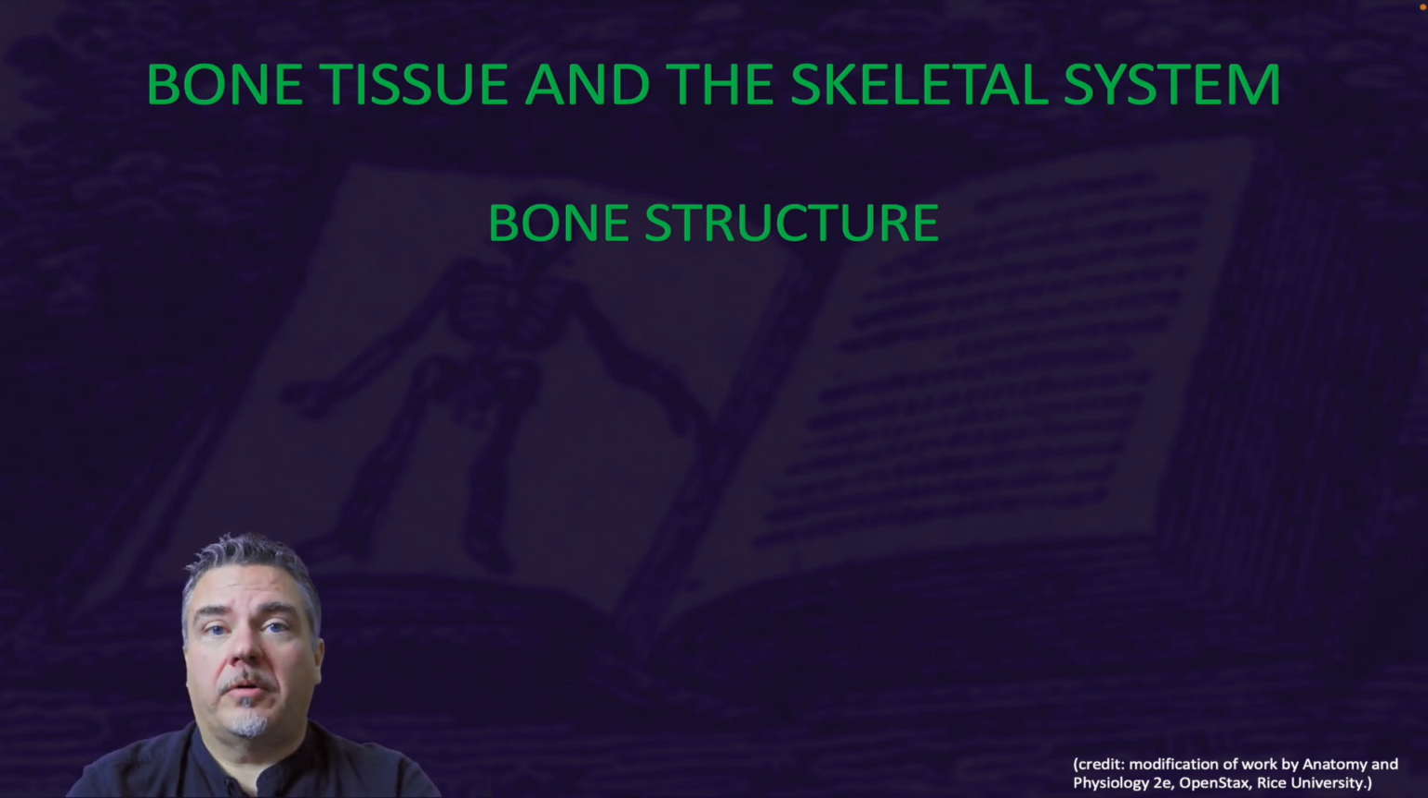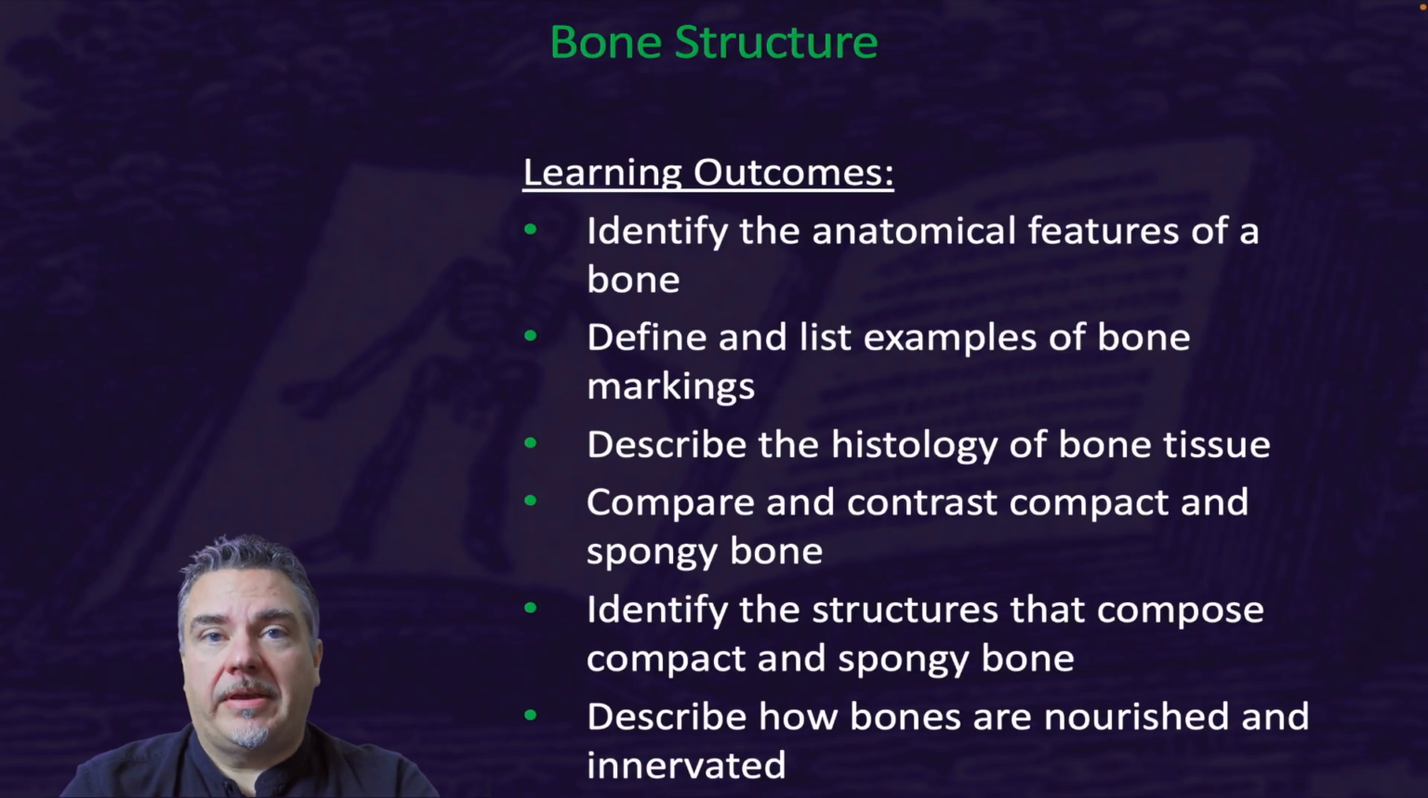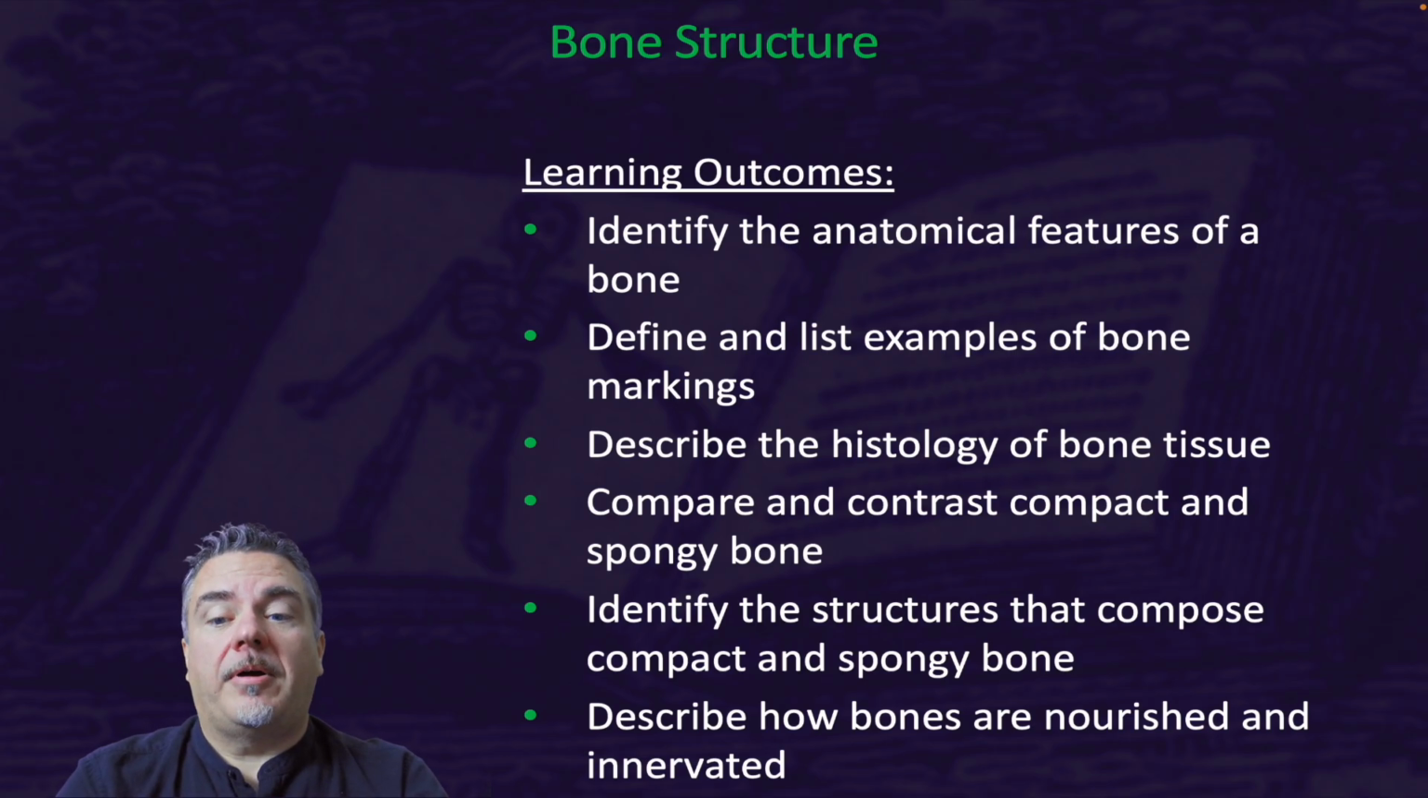In today's lecture, we're going to discuss bone structure. By the end of this video, you should be able to identify anatomical features of bone, define and list examples of bone markings, describe the histology of bone tissue, compare and contrast compact and spongy bone, identify the structures that compose compact and spongy bone, and describe how bones are nourished and innervated.